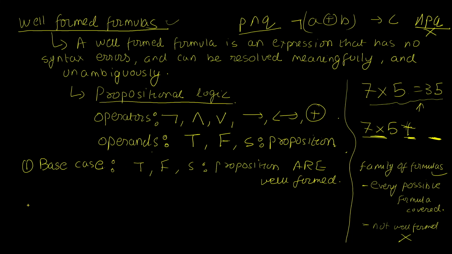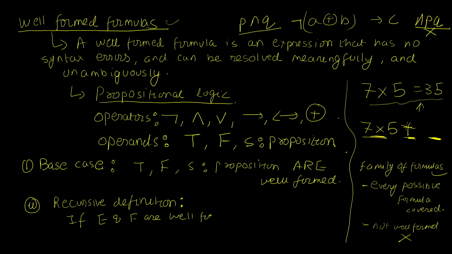And now we come to our recursive definition. In our recursive definition, we'll provide all valid ways of combining these propositions with these operators. So we'll say the following. If we have already well-formed formulas E and F, the following formulas are also well-formed. The reason I'm using two variables E and F is because I need at least two variables in order to do a conjunction or a disjunction.